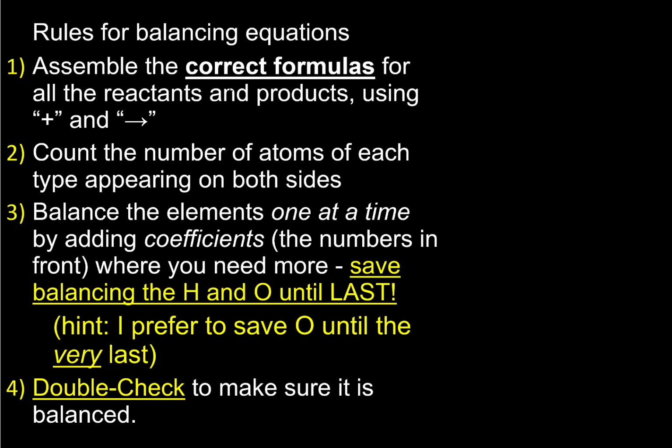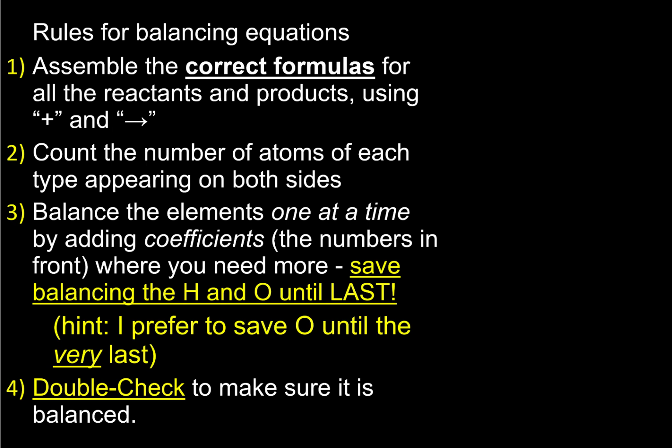And so there's 4 simple rules, and actually we probably don't even need 4 rules. We pretty much just need 1 rule. And that 1 rule is going to be number 3 on this list. But we put some extra ones in there just to help everything get started. So first of all, we assemble the correct formula, and that's what I was just showing you, is how to assemble that correct formula. And we use the pluses and the arrow in order to form that correct formula.